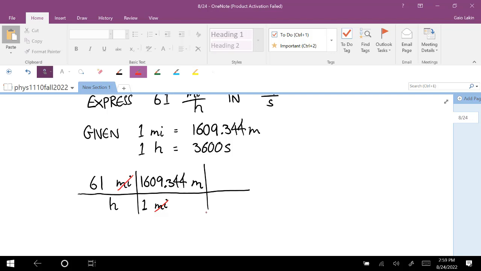So now to go from hours to seconds, we're going to multiply by either 1 hour over 3,600 seconds or 3,600 seconds over 1 hour. Again, we're going to choose the one that cancels the hour. This hour is in the denominator this time, and so we want our hours this time to be in the numerator. So we'll multiply by 1 hour over 3,600 seconds. Now this hour cancels this one, and our units are meters over seconds.